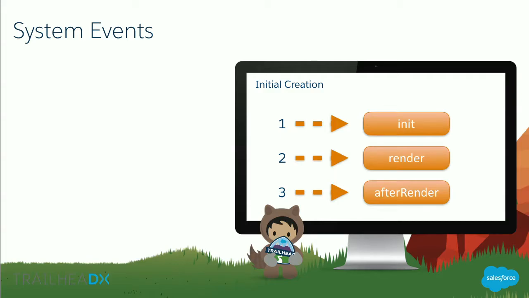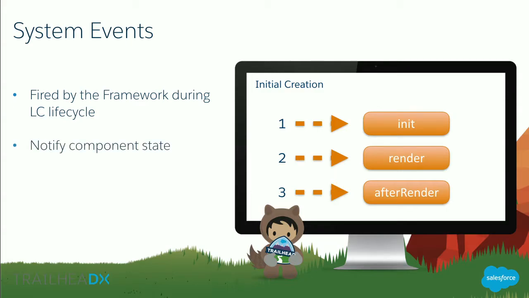Let's now talk about system events. System events are fired by the Lightning framework during the Lightning component's lifecycle, right? There are different states during the lifecycle of a Lightning component. Each of those states is important because you guys can do all sorts of interesting things in code to refresh the user interface on each of those states.